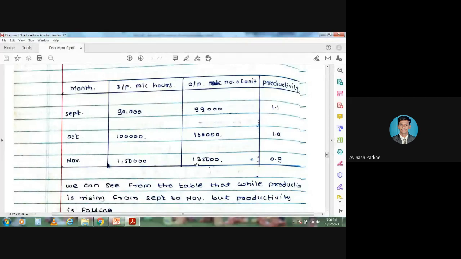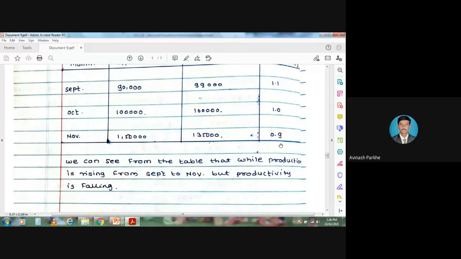That means on one side production increases. But if we think about productivity, in September it is 1.1, in October it is 1.0, and in November it is 0.9. So on one side the production increased, but on the other side the productivity is falling. Through this example, we can say that production and productivity are not correlated with each other. In some examples, production increases and productivity also increases. But in some examples, production increases while productivity decreases.